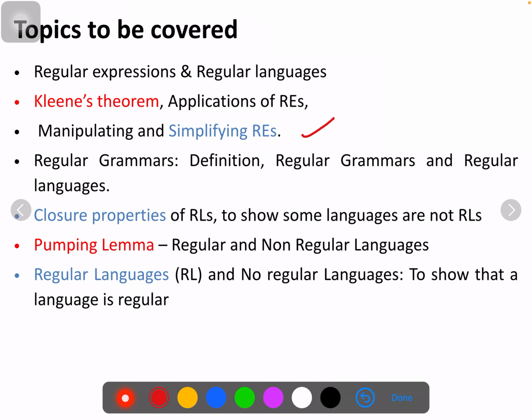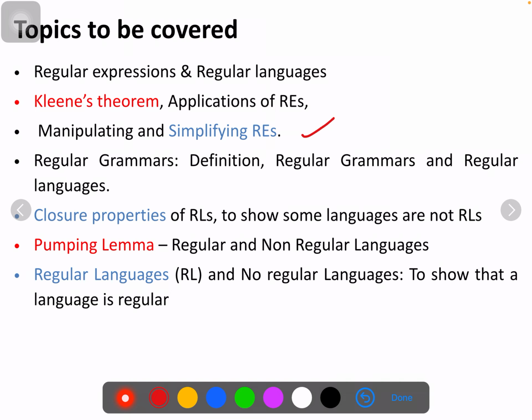Apart from this, we'll also learn some of the closure properties. There are 5 to 6 closure properties that will come. This is a very important topic in this module. 1 or 2 properties we'll be expecting for the main exam.